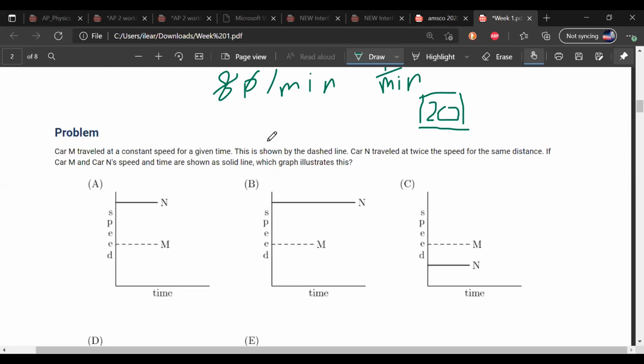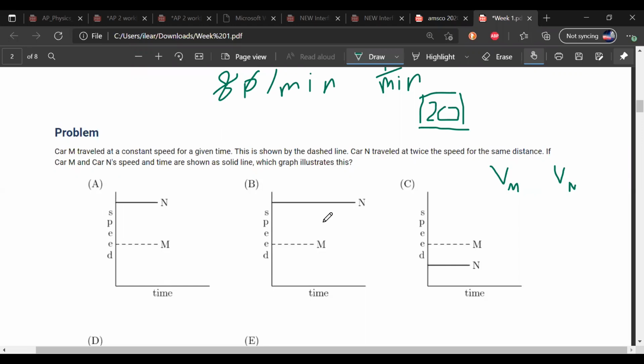All right. So we have car M that travels at a constant speed. Let's call the speed V. Now we have car N. So let's actually call it Vm. And the speed of car N is Vn. The reason why I use V instead of S is because it's common to use V as a placeholder for speed because it represents velocity, which will be used in physics a lot. So if car M and car N's speed are shown as a solid line, which graph illustrates this?